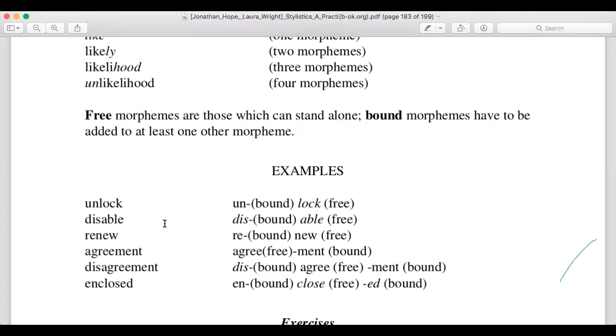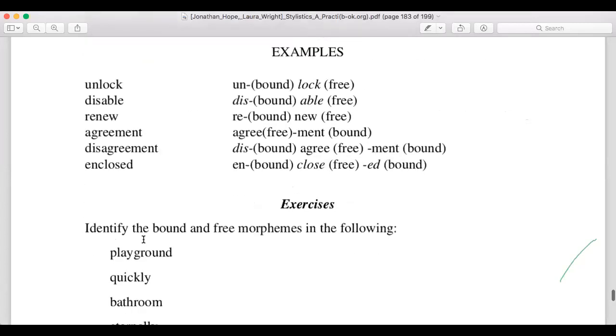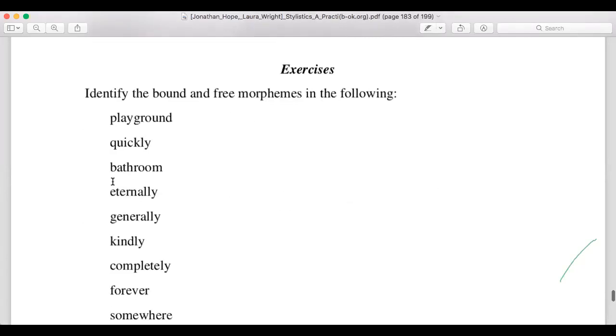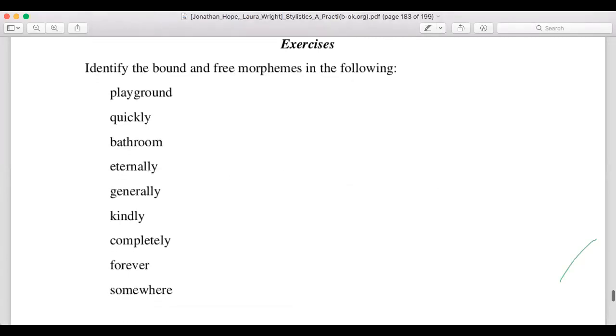Similarly, disable, dis is bound, able is free. Renew, re is bound, new is free. Enclosed: en and ed are bound, close is free, and in between there is a free morpheme. You can quickly do this exercise. We can do it together also so that we can do it quickly.